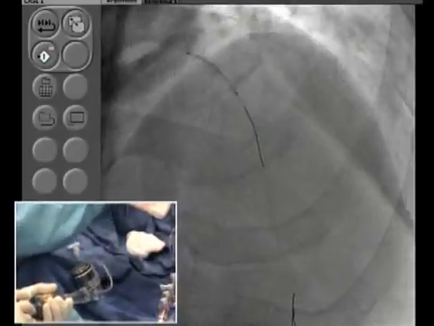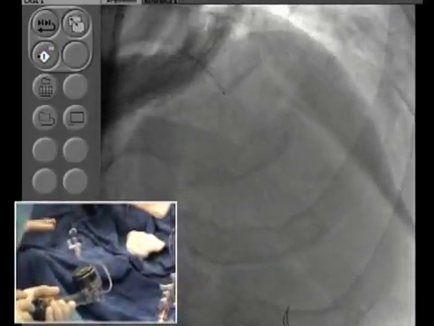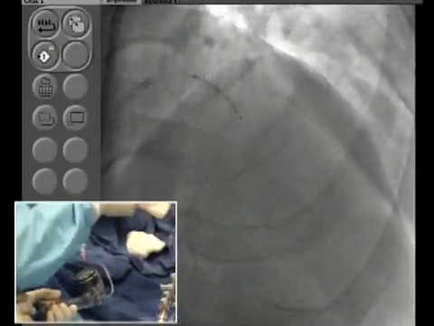I'm sorry. So now that we have positioned the stent, now the rotawire, we will take that rotawire out. Leave it there.